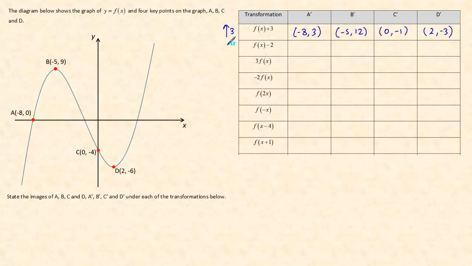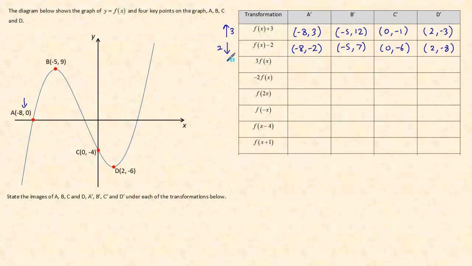Now f of x minus 2 we should recognize as a translation of 2 units downwards. So all of the y coordinates will reduce by 2. So we get negative 8. Now remember, they're reducing by 2 from the original coordinates, not from the line above. So that's going to be negative 8, negative 2. Then we'll have negative 5 and 7. Then we'll have 0 and negative 6. And then 2 and negative 8.